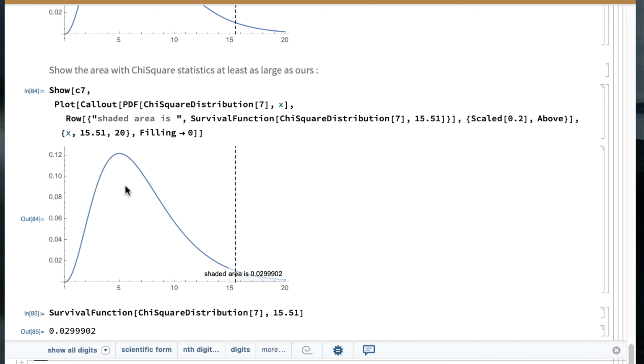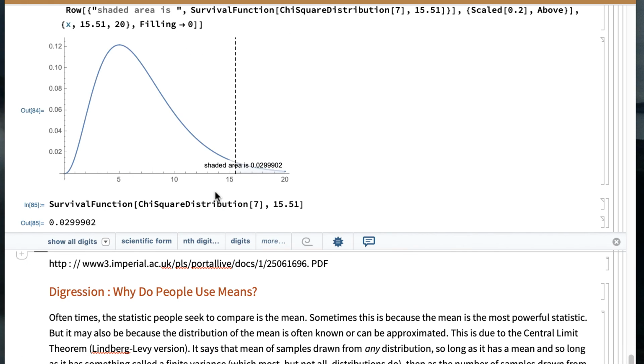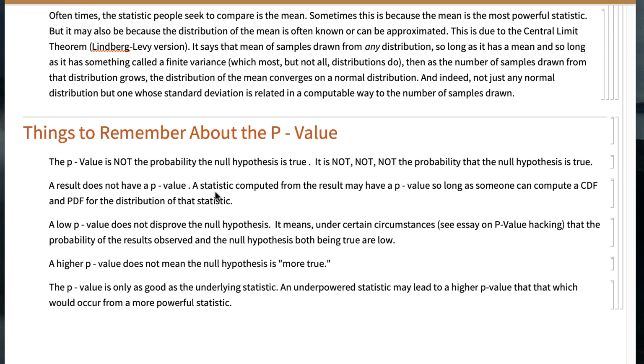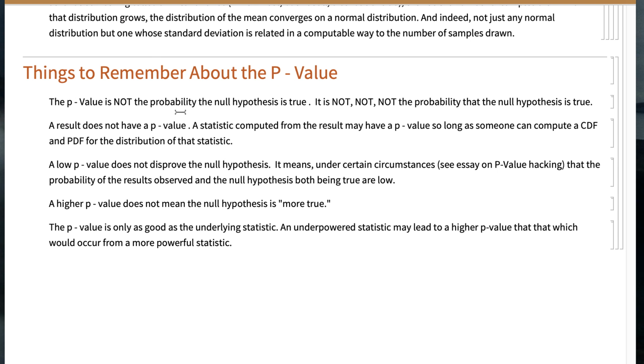You can never be 100% sure. It's always a 1 in a trillion chance that just through random chance you got a test statistic that's quite extreme, but most of the time that won't be the case. So let's remember a few things about the p-value. The p-value is not the probability that the null hypothesis is true. It is not the probability that the null hypothesis is true.